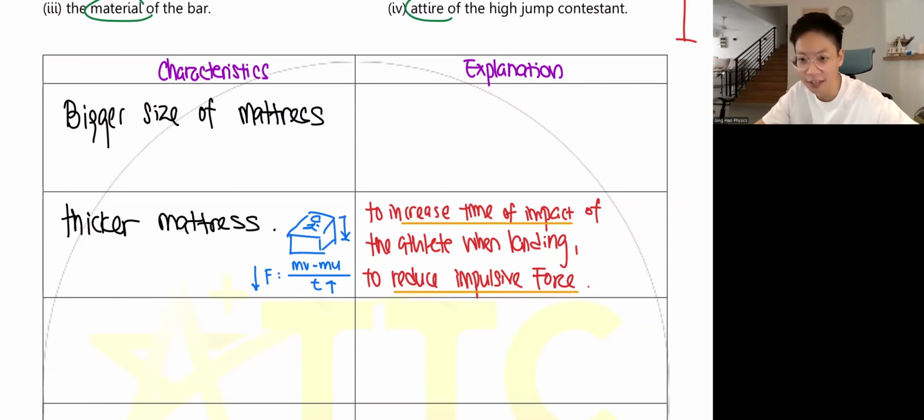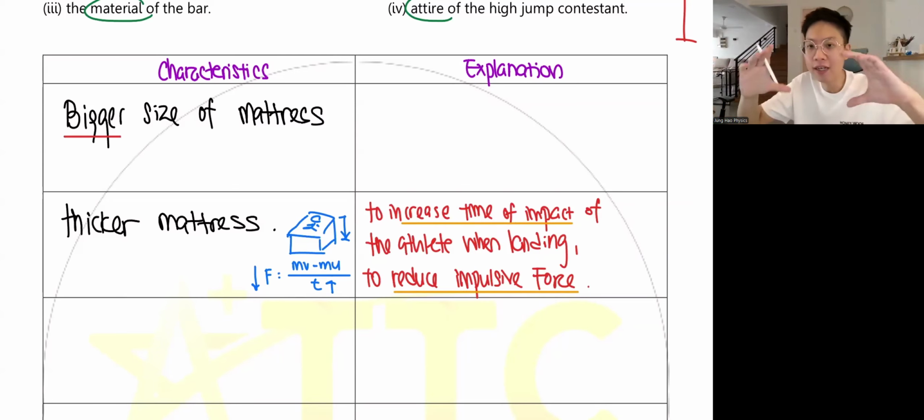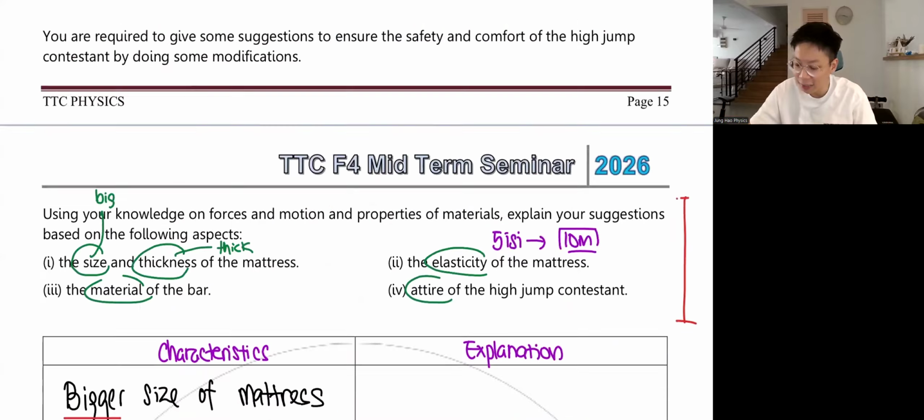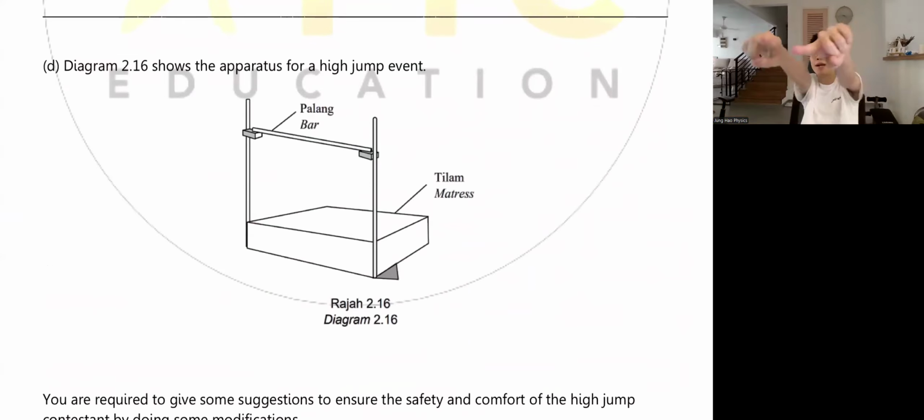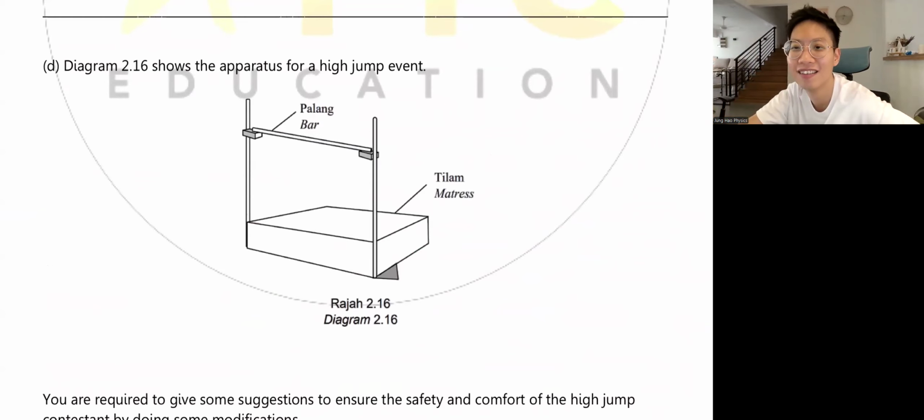Okay. Then after that, finally, we go back to this one. So if a thicker mattress is to reduce the impulsive force, then why is it that when you go for a high jump event, you want the mattress to be big? Why do you want the mattress to be as large as possible, XL? What is your concern here? Yeah, just in case, right?